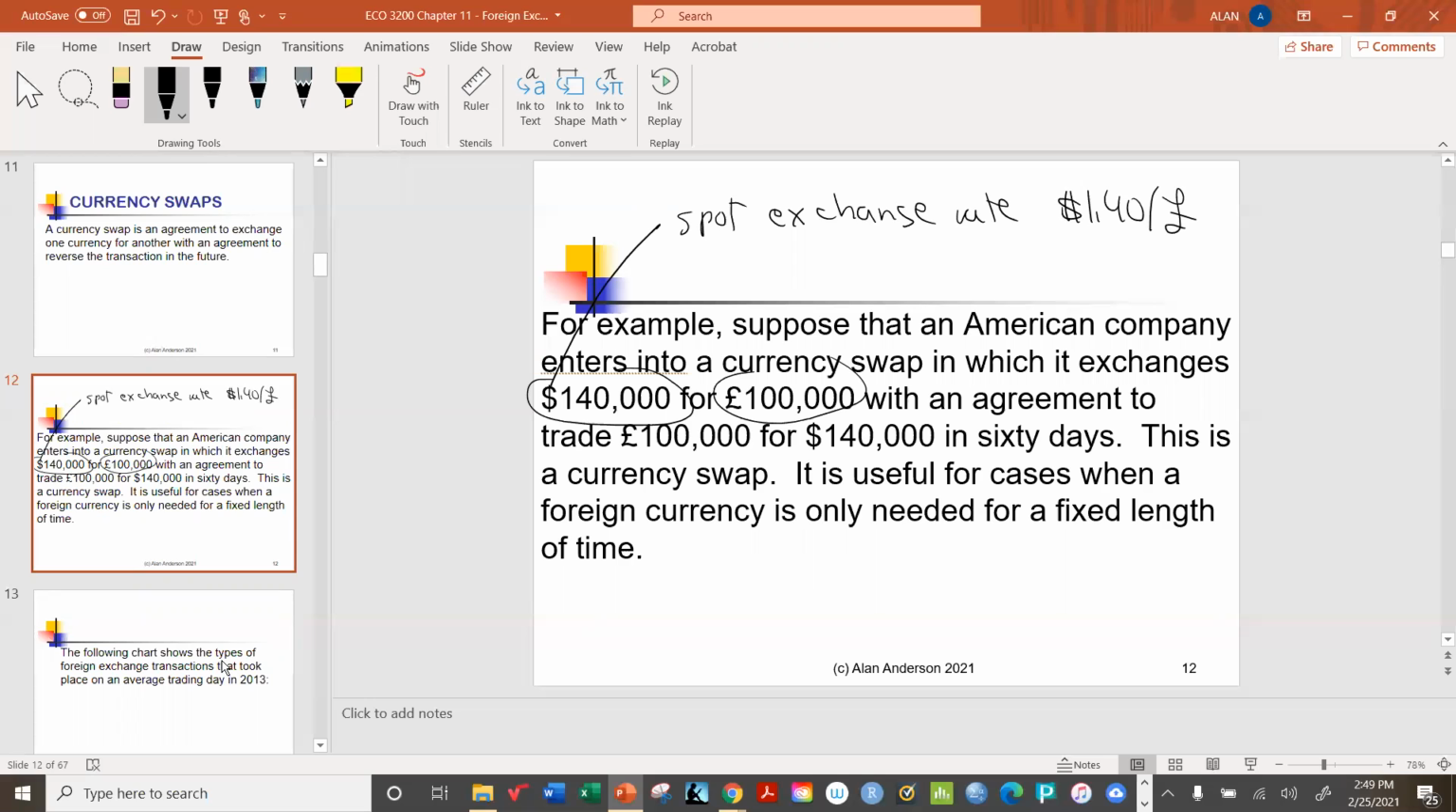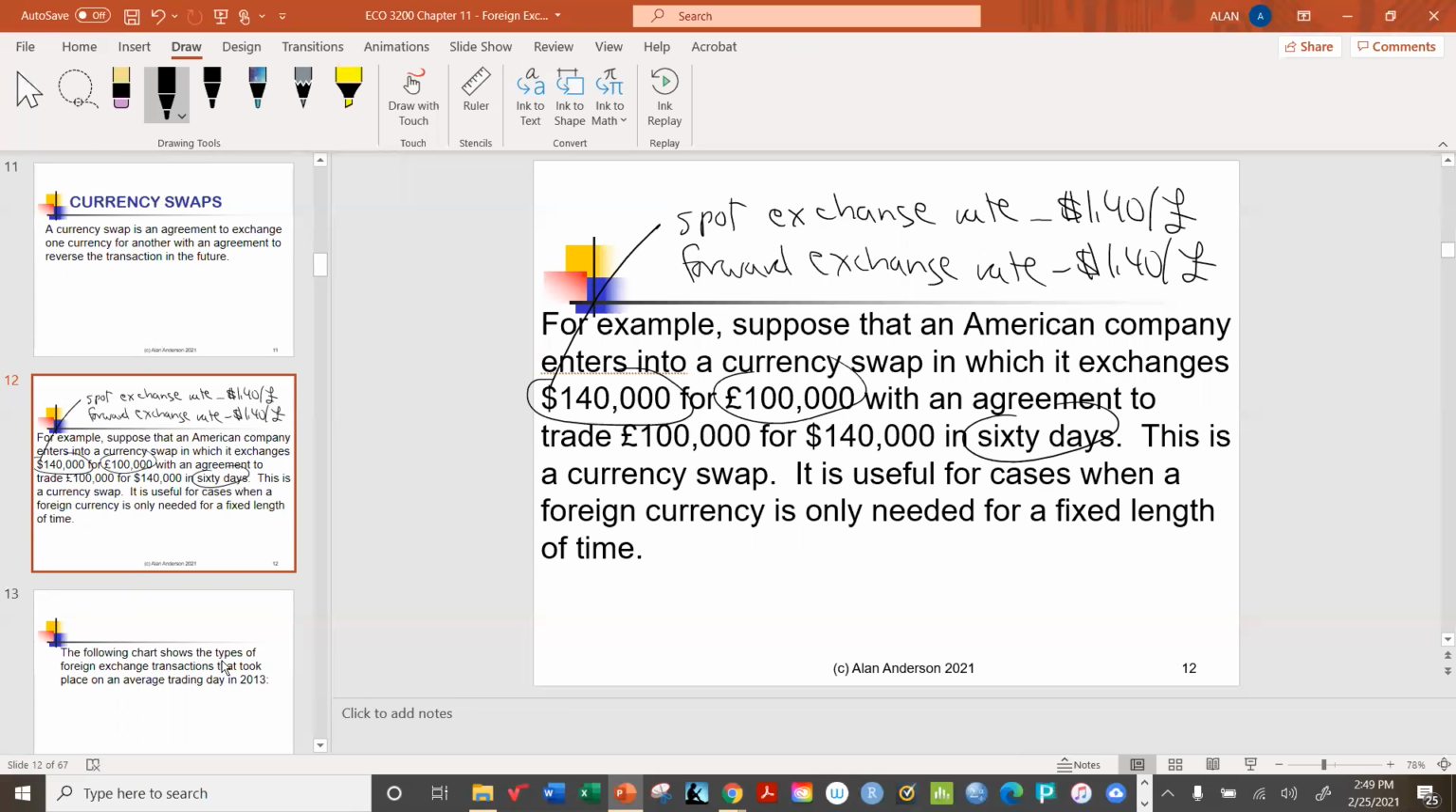But we also simultaneously agree to trade them back for $140,000 in 60 days. Now here, just by coincidence, the forward exchange rate is also $1.40, but it usually doesn't work out that way, because that's the price that applies to a transaction that will take place not today, but in 60 days. So this is a potentially very convenient arrangement for situations where we need the currency, but only for short periods of time. It's like a vacation.